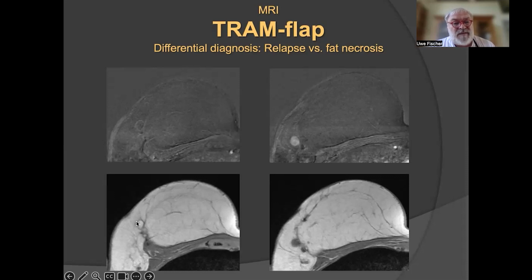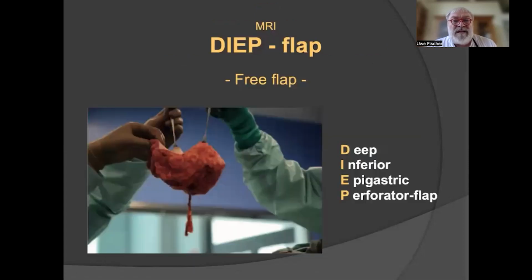This is T1 weighted, a structure filled with fat tissue or oil. This is a fat necrosis with reactive hyperemia in the periphery. And so we have to differentiate between malignant tumor on the one hand and normal findings, benign findings on the other hand. We talk about DIEP flap.